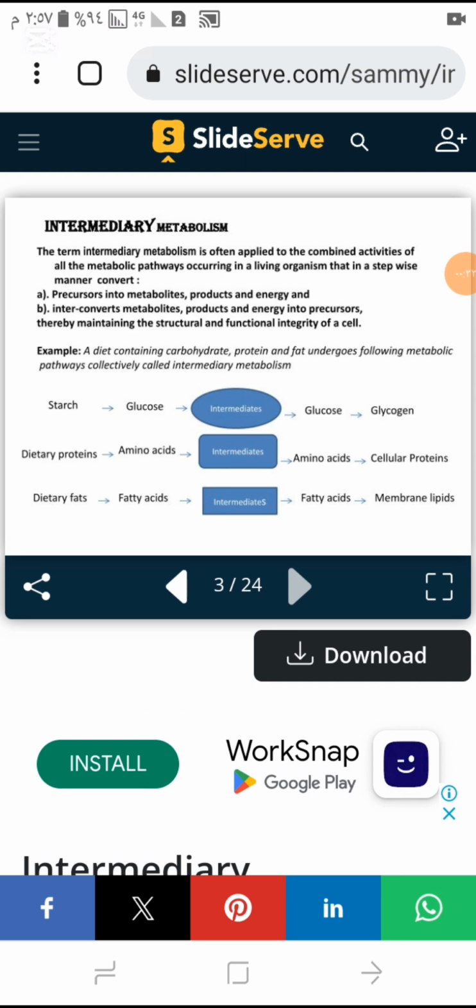For example, a diet that contains carbohydrates in the form of starch and dietary proteins and dietary fats. We convert starch into glucose by digestion. Then glucose in metabolic pathways is converted into intermediates that will later be converted back to glucose and from which glycogen is built and stored in the body, in the muscles and liver, for example. This is a type of interconversion according to the needs of the body. If the body requires energy, glucose will be utilized to produce energy. If not, glucose will be stored as glycogen.